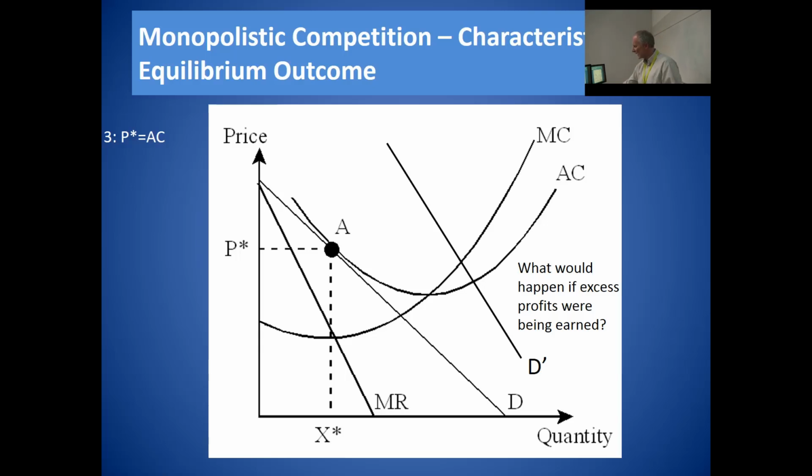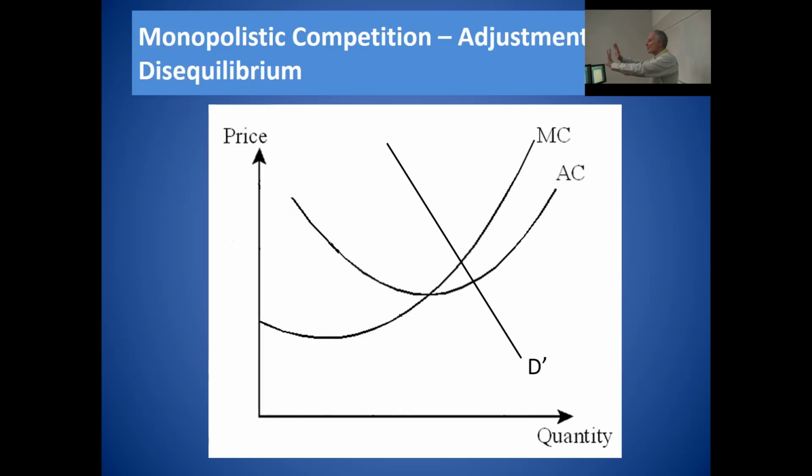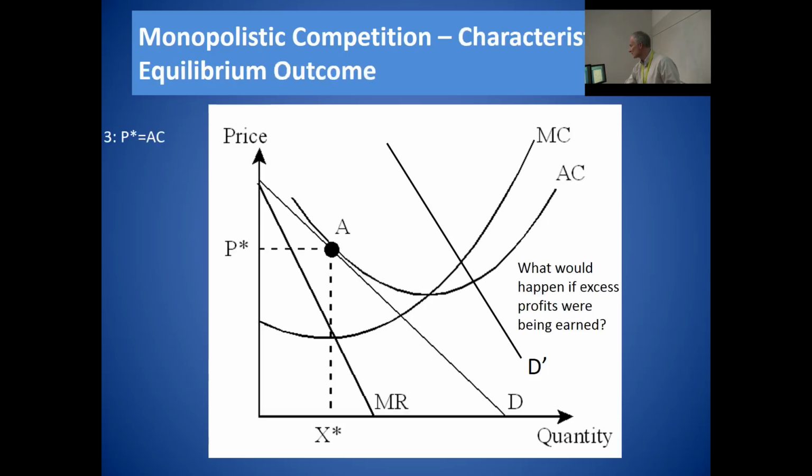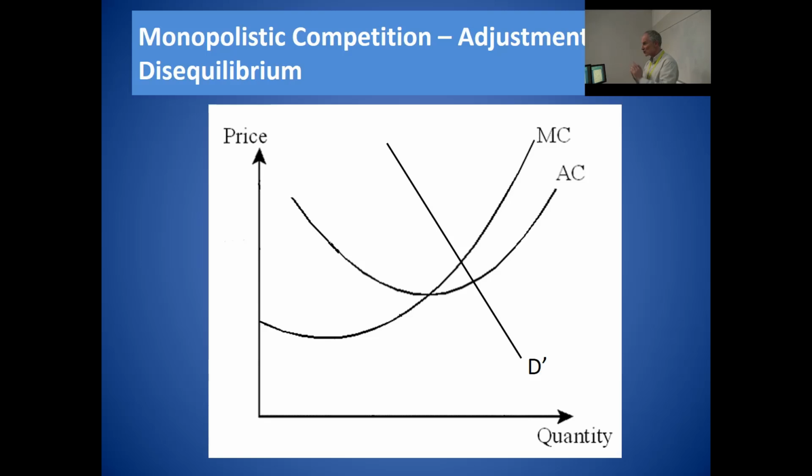So, if that were the case, what would happen? All I'm now going to do is strip away those curves that we don't need. Okay? Let's say that this was the situation. That is our demand curve, and these are the same average and marginal cost curves. So, where would this firm produce? What output level would it produce? What price would it charge?